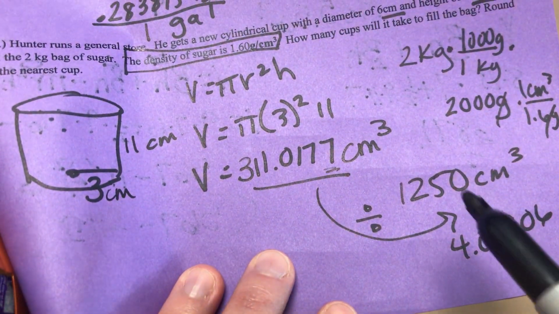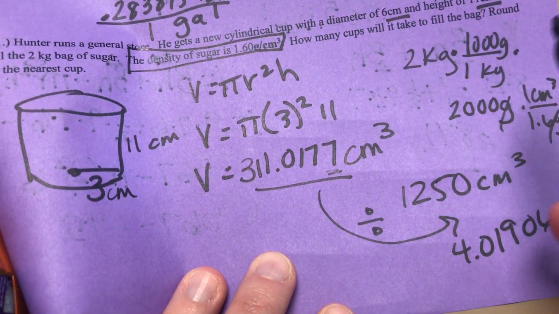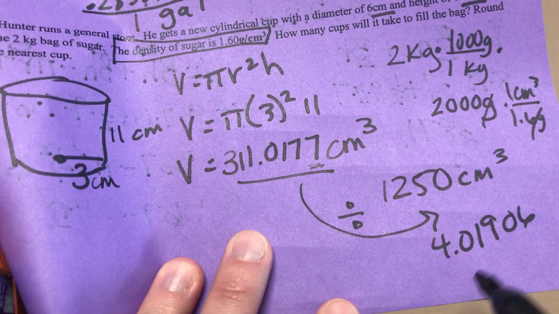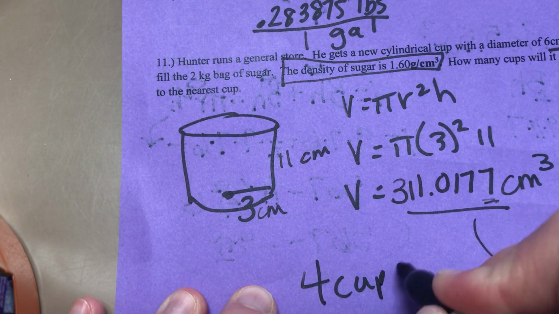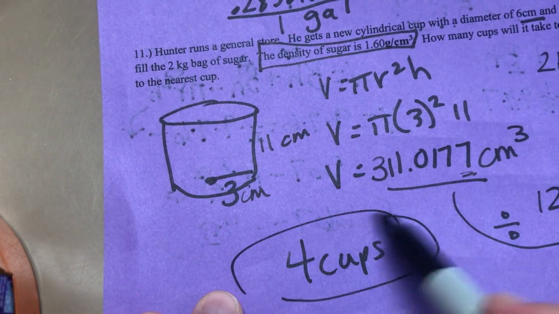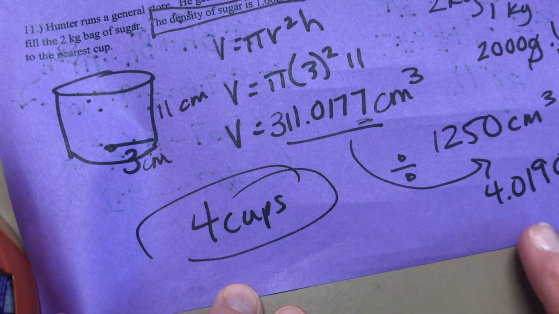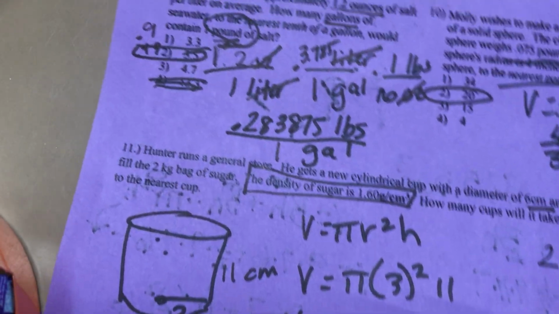And now finally, how many cups will it take to fill the bag? Round to the nearest cup. Because it says round to the nearest cup, this isn't one of those tricky, oh, it's going to take 5. They mean, right, we're not going to overfill it. So just 4 cups would be your final answer. And that's how you would get through that problem.